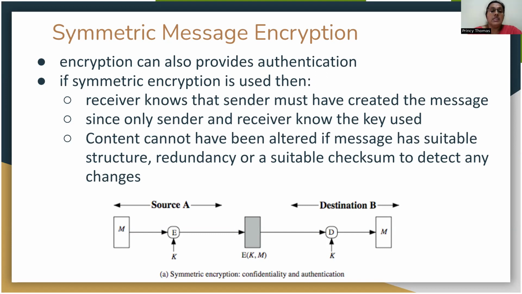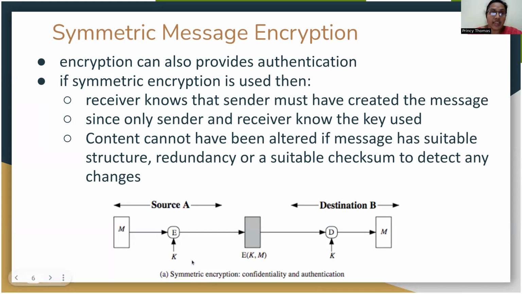Now, the content of the message cannot be altered if the message has a suitable structure, with redundancy or suitable checksums. There is a method by which we can check whether the message has been altered. If there is a proper structure where we can check whether the message has been altered, then the message content will also have its integrity. So how this is done is shown over here.